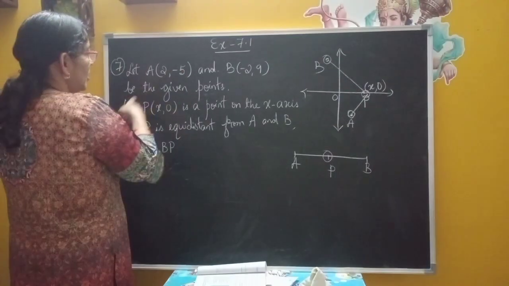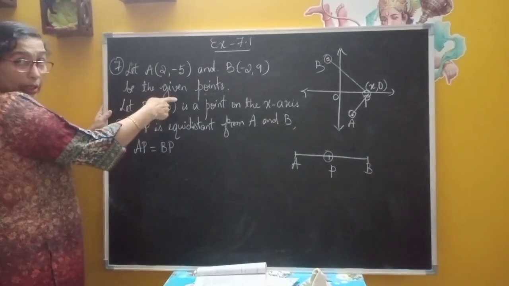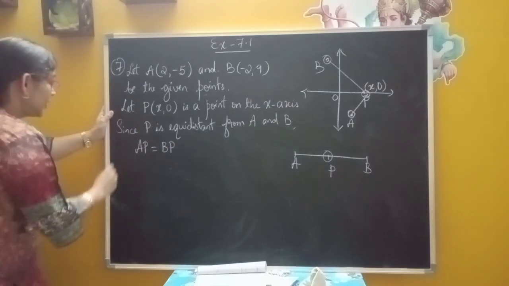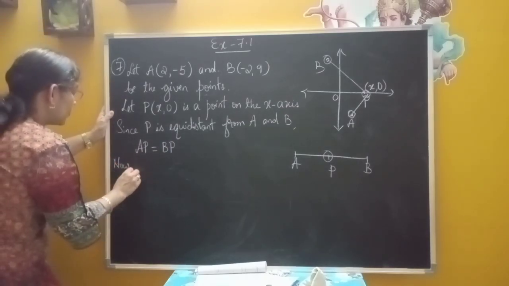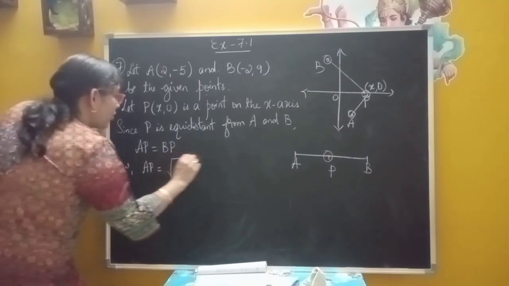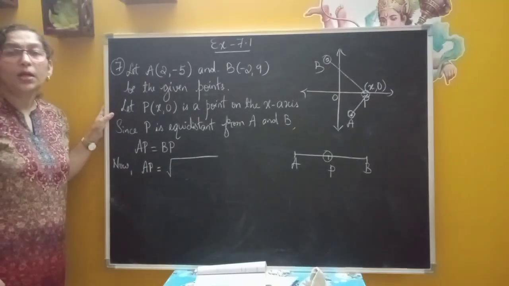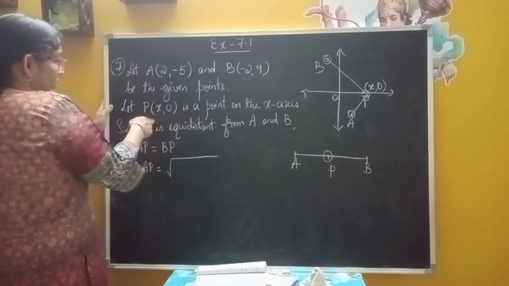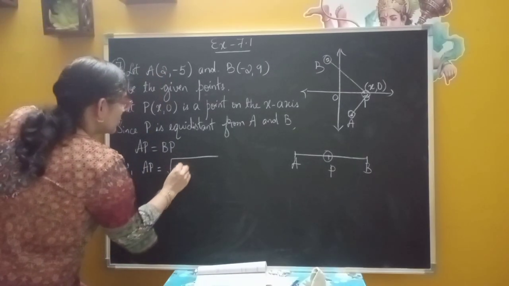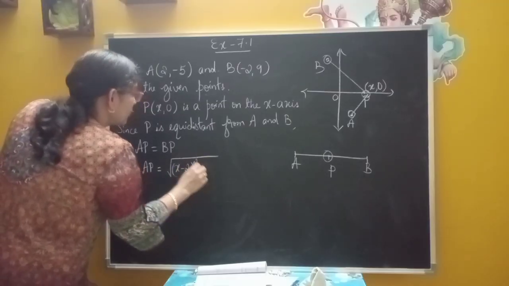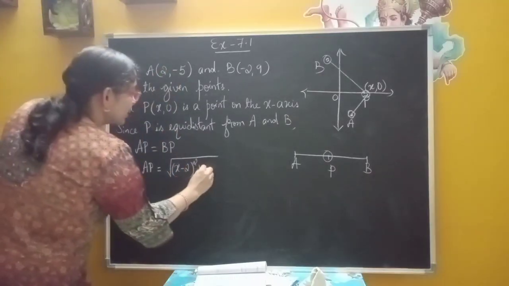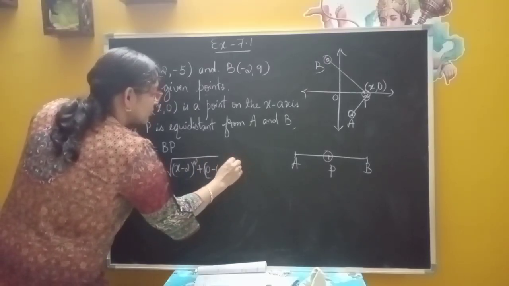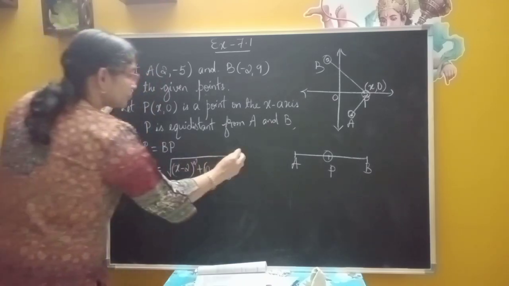Okay, so AP, so here x1 y1 x2 y2. BP, here x1 y1 x2 y2. Okay, so let us find now. So now AP is equal to, using the formula. What is the formula? Square root of x2 minus x1 whole square plus y2 minus y1 whole square. Substitute now. So if I take AP here, x minus 2 whole square plus 0 minus of minus 5 whole square.